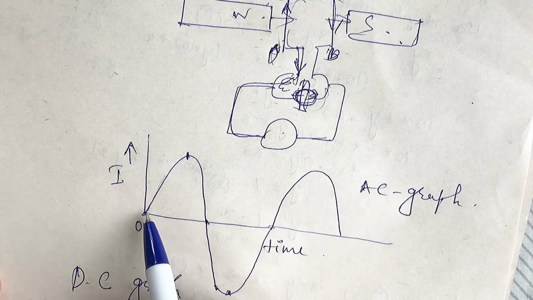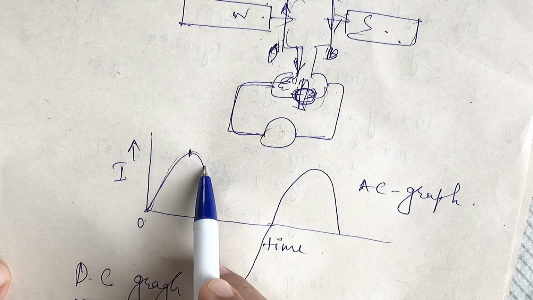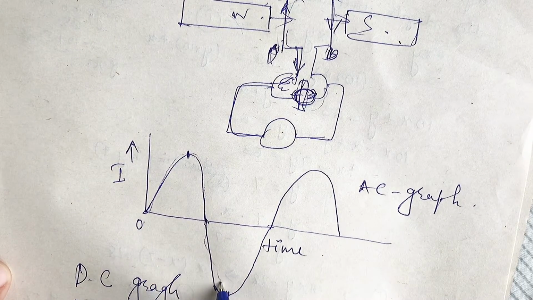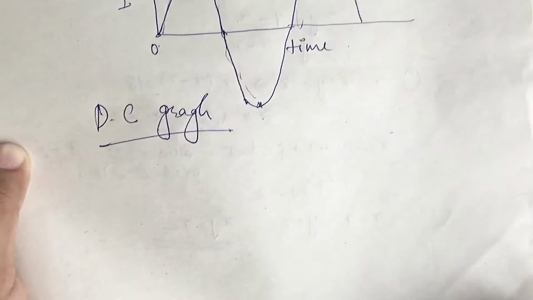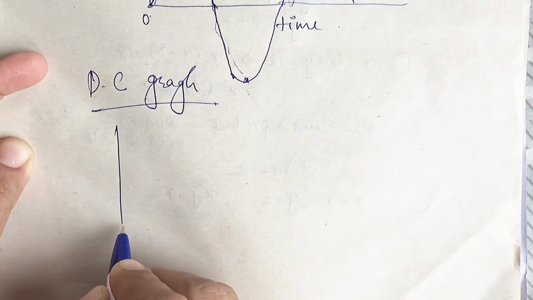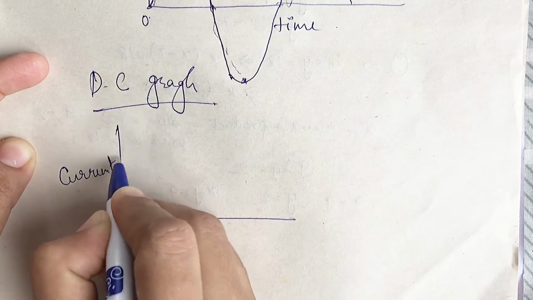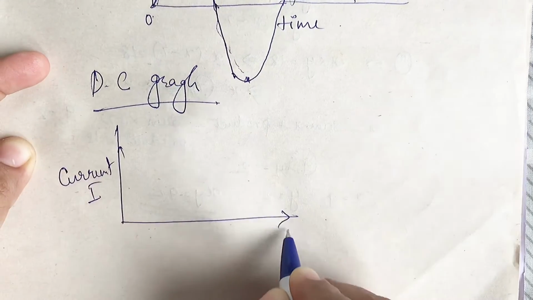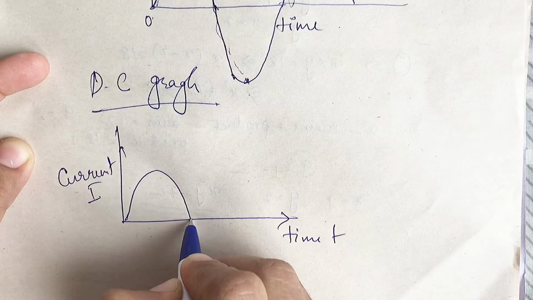Because the armature coil rotates, likewise the magnetic lines of force being cut will increase in number, then decrease, then without changing the direction it will again increase and again decrease. So the graph will be like this. Current will be like this. Current I, time t, and it will go on like this.